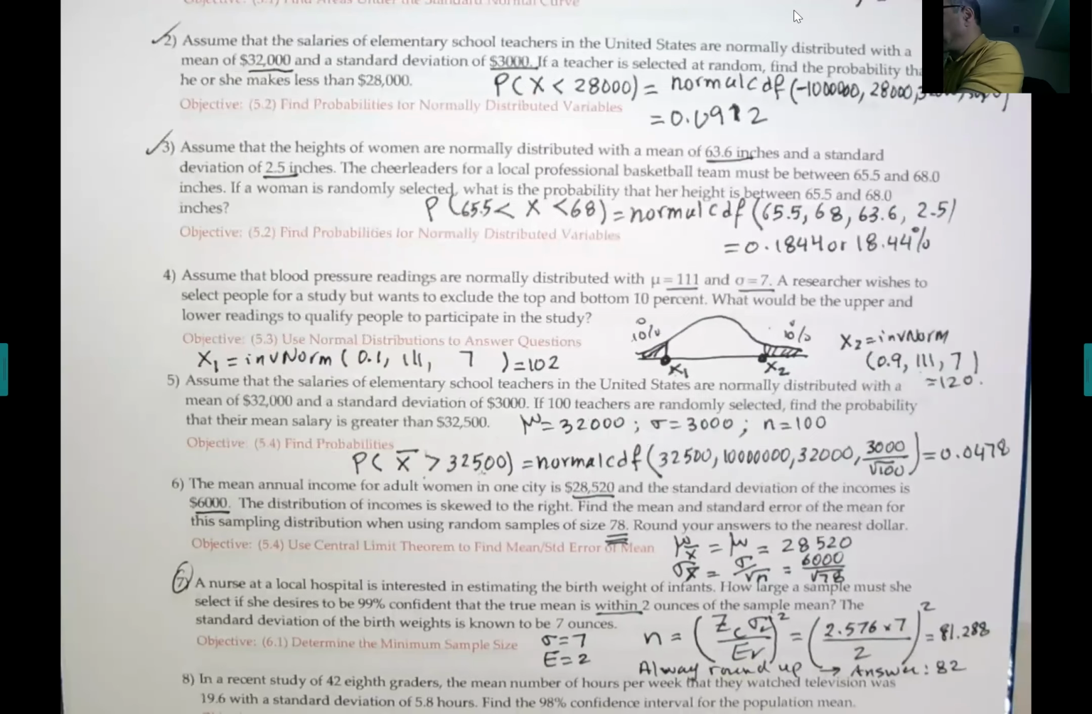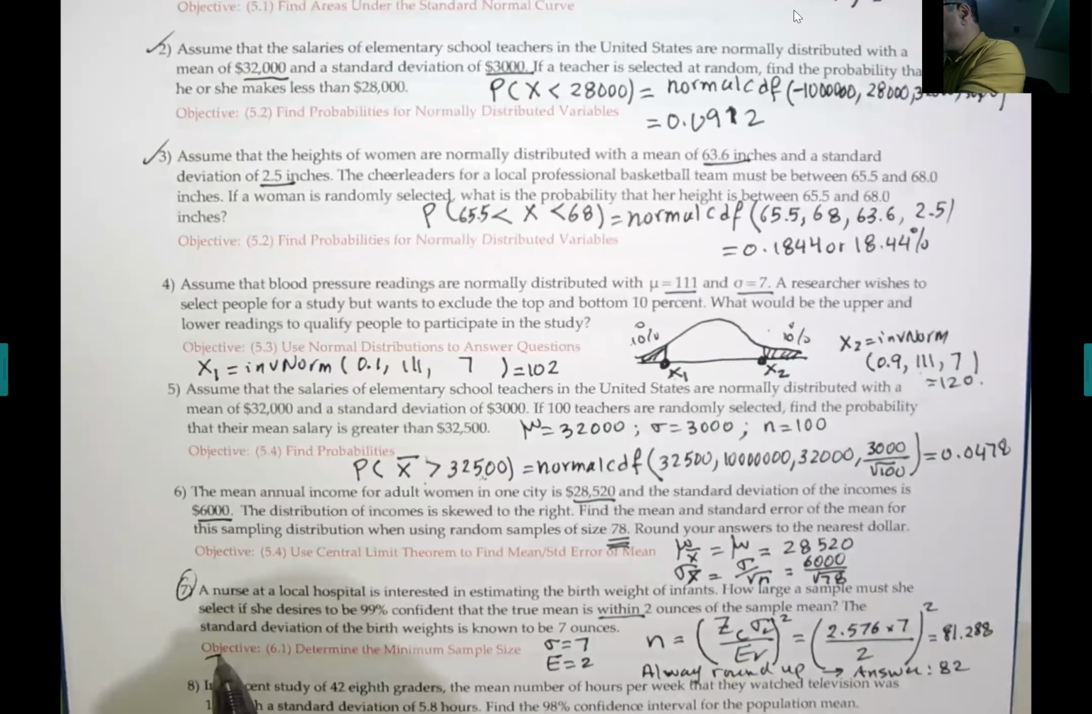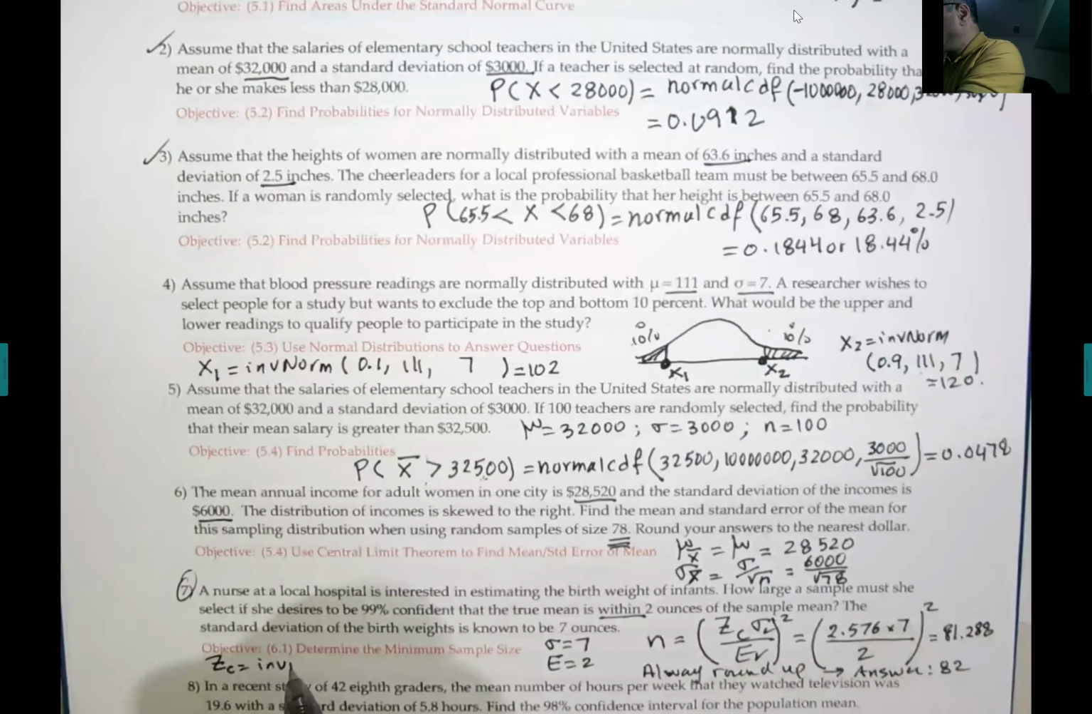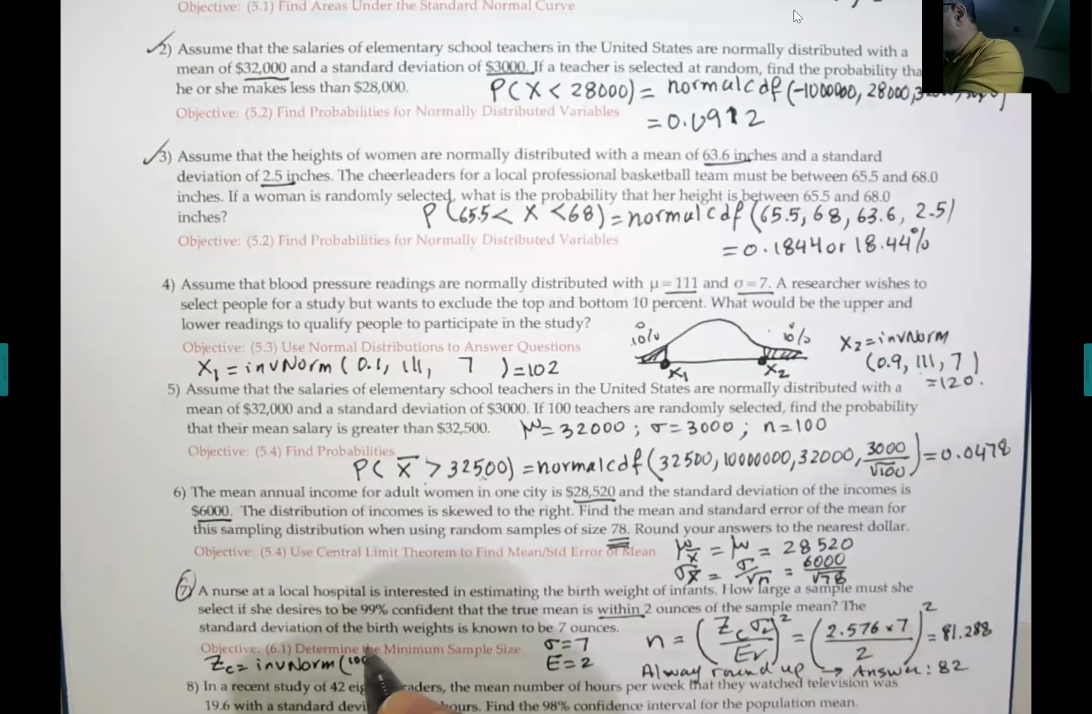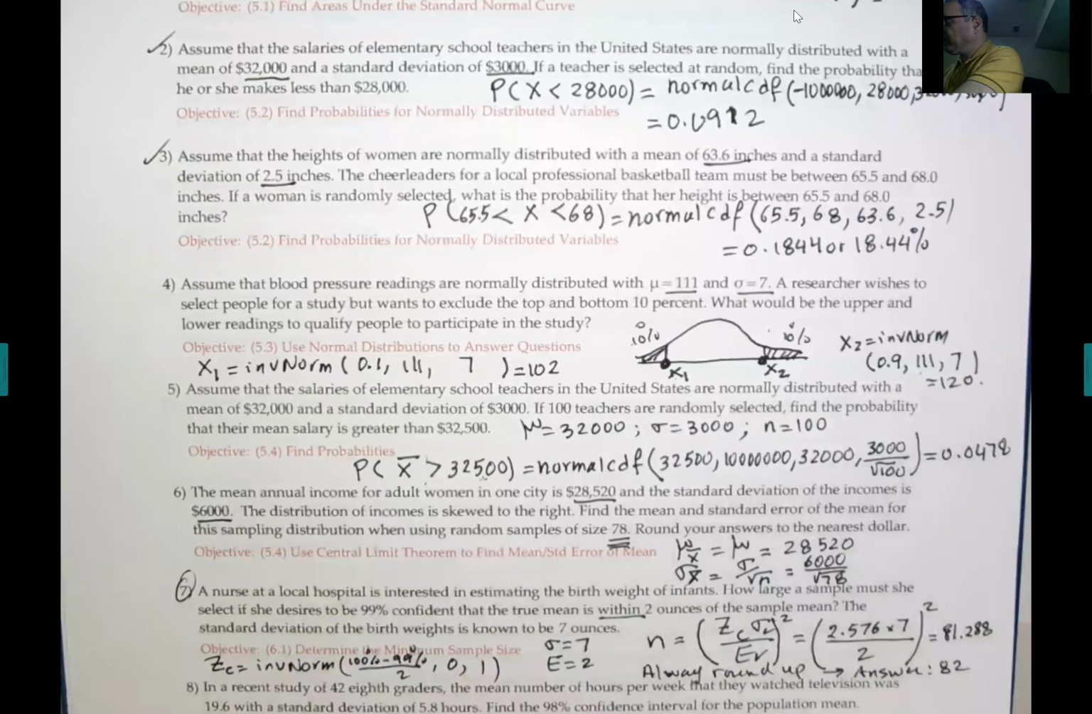And how to find Zc? Somebody asked me how to find Zc. I'm going to write it down here. Inverse norm. Take 100% minus 99% and then divide by 2. Then comma 0, comma 1. You will get it. All right.